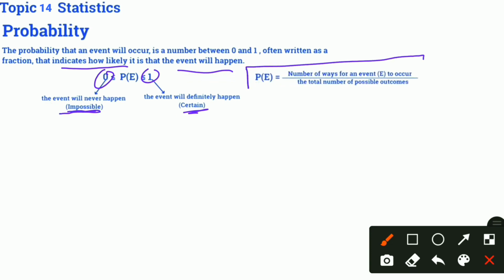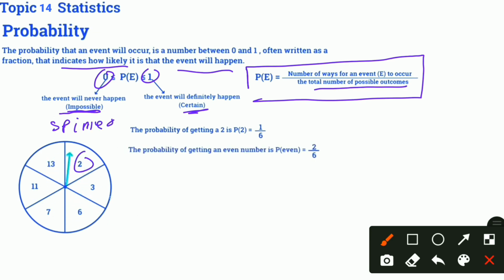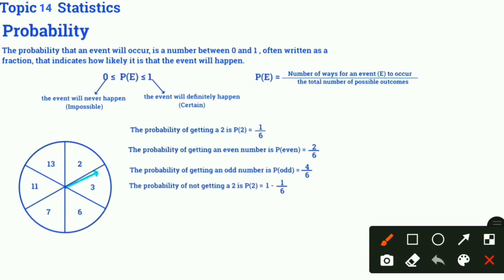This is how you take the probability: the number of ways for one event to occur, over the total number of outcomes. So let's say that we have this spinner. The probability of getting a 2 is 1 upon 6. There are 6 total outcomes, 1, 2, 3, 4, 5, 6, and we need to find the probability of getting 2. There's one 2, so 1 upon 6.